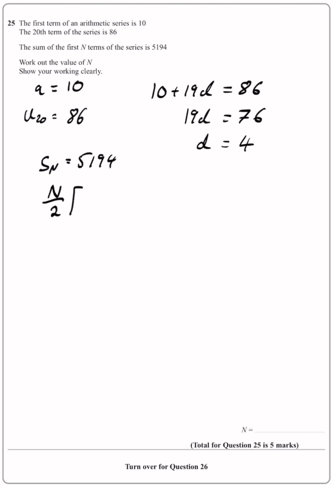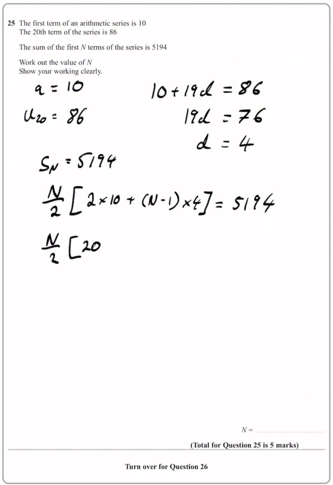Now the sum of n terms is 5,194, so I'll use the formula for summing n terms of an arithmetic sequence. You get given this one at the start of the paper. n over 2 lots of 2a plus n minus 1 d, and that allows me to construct an equation: n over 2 lots of 2 times 10 plus n minus 1 times 4. That's going to equal 5,194. Expanding the middle bits and simplifying inside the bracket, we get n over 2 lots of 20 plus 4n minus 4, or 16 plus 4n inside the brackets.